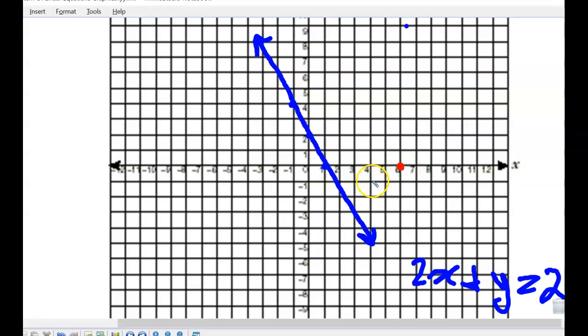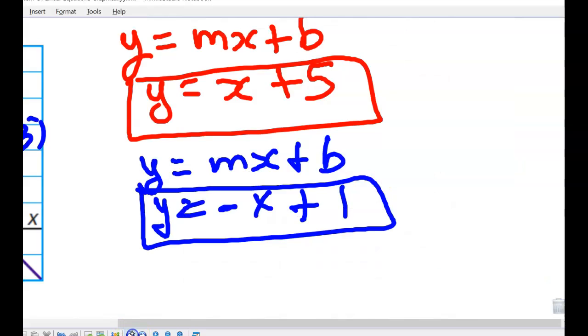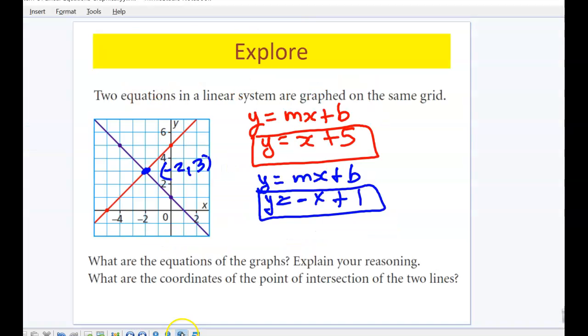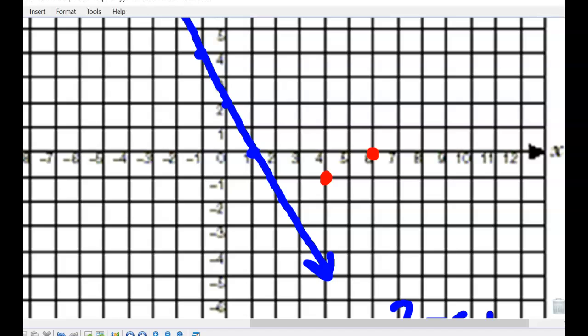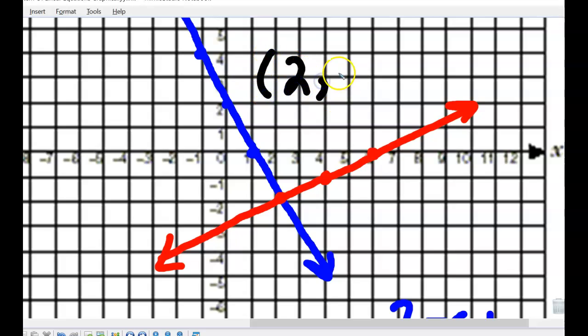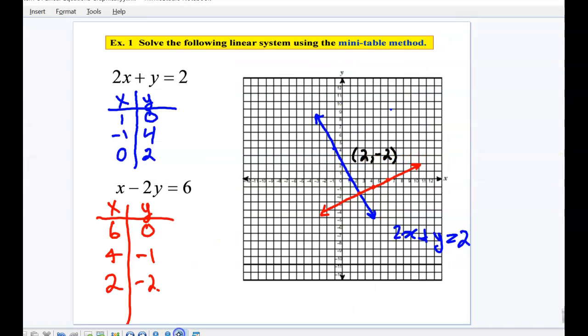At 4, it's going to be negative 1. And the last point was when x was 2, y is negative 2. So at 2, it is negative 2. And again, if you plot that, your graph looks something like that. And if drawn accurately, it looks like my solution is going to be the intersection point 2 and negative 2.